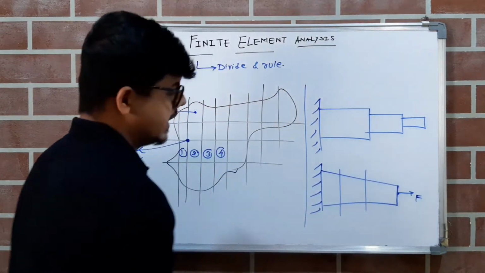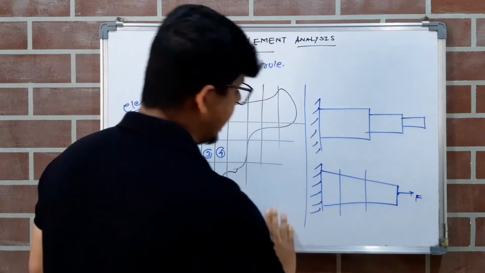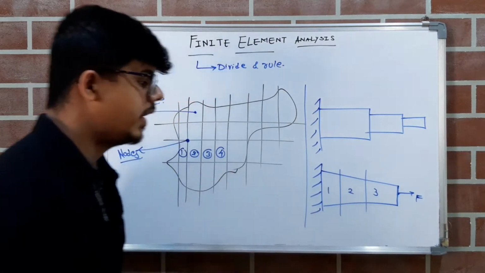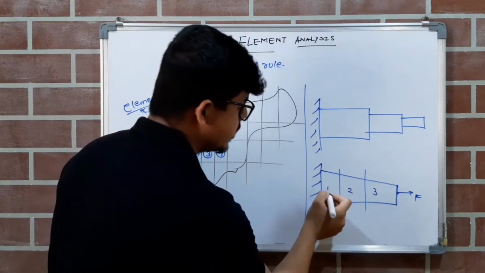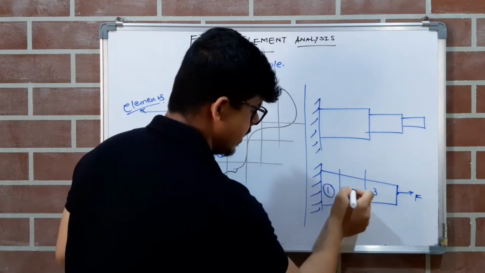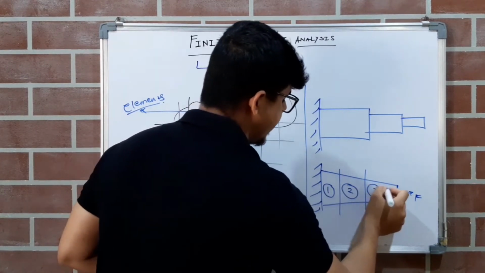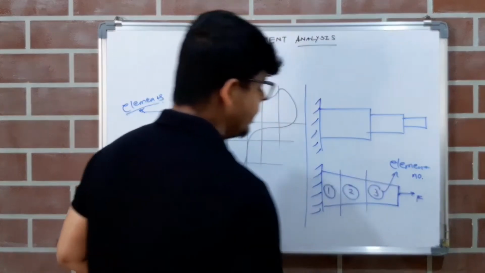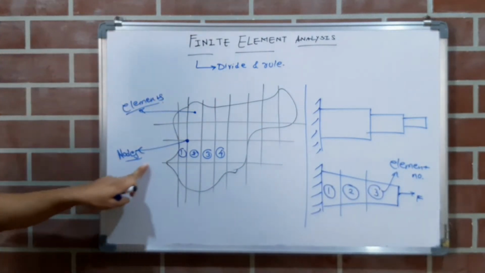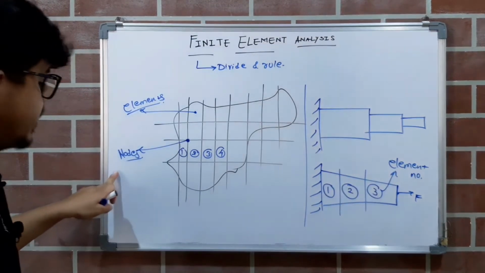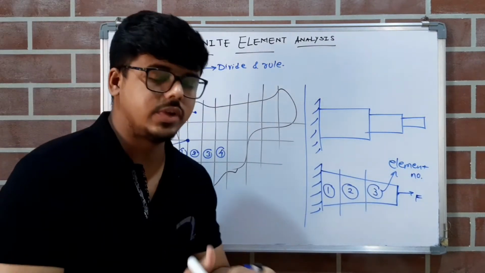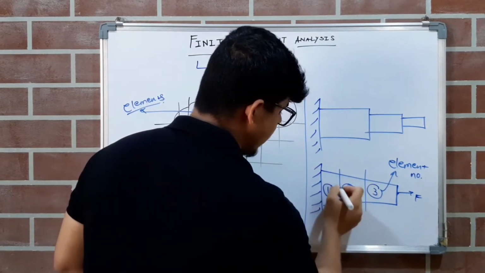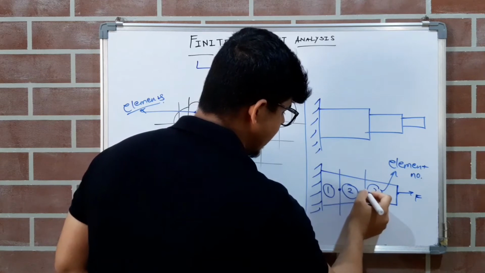So let us consider I have divided this taper bar into 3 elements, 1, 2, 3. Now how can we number the elements? So the element number is always represented by a circle. So when you have a number in a circle, that represents the element number. Now I have explained to you the concept of nodes. So what was the concept of a node? The point at which the elements are meeting is known as a node. So here you can see these two elements are meeting at this point. Here also you can see these two elements are meeting at this point.